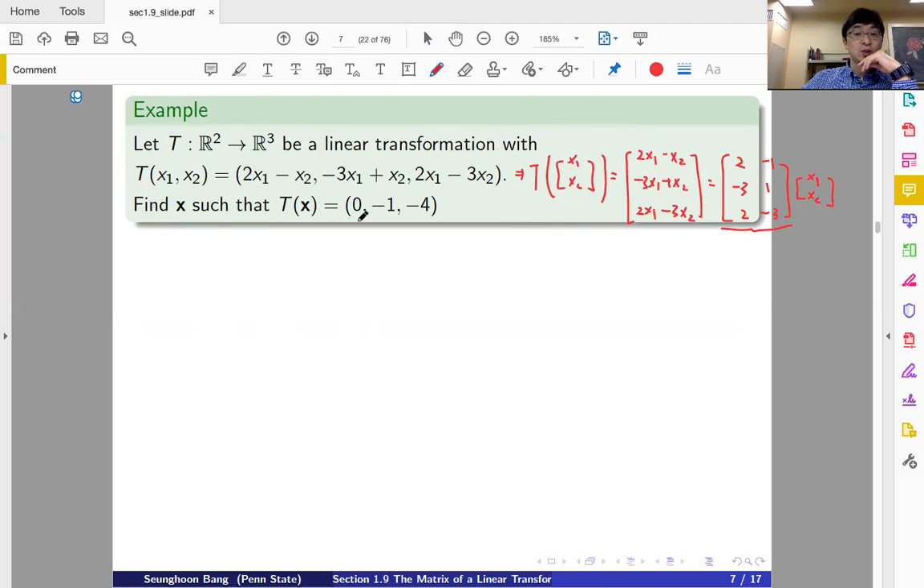So what's the question? T(x) equals (0, -1, -4). You can solve this. You have to solve the equation Ax = b, right? This is exactly solving Ax = b. How can you solve it? You can change it to the augmented matrix. What does the augmented matrix look like?